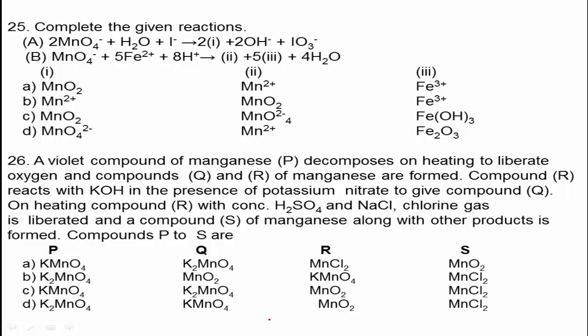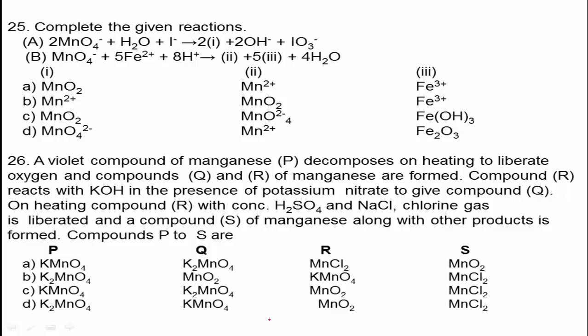Next, question number 25. Complete the given reactions. Here there are two reactions. 2MnO4 minus plus H2O plus I minus gives 1, 2, 3 as products. And in the second reaction, MnO4 minus plus 5 moles of Fe2 plus plus 8 H plus ions combine to give the second and third products with 4 moles of water. What are those first, second and third compounds or products?